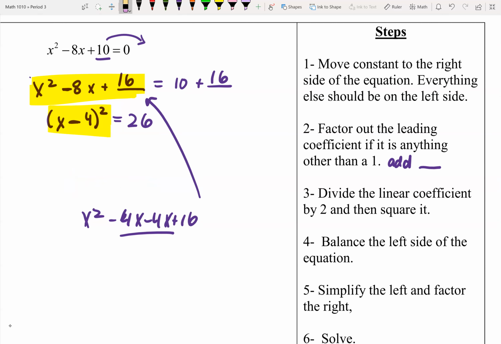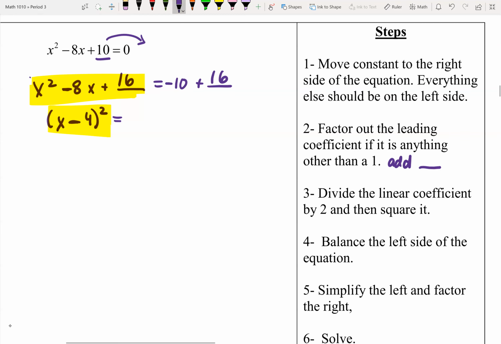Okay? Yes, honey? Why wouldn't, when you move the constant over to the right side, why wouldn't it become a negative? It would. It would. Thank you very much. I love that. So then over there is actually not a 26, it's actually a 6. Good. Now, the x is trapped. I can't add 4 or anything like that.